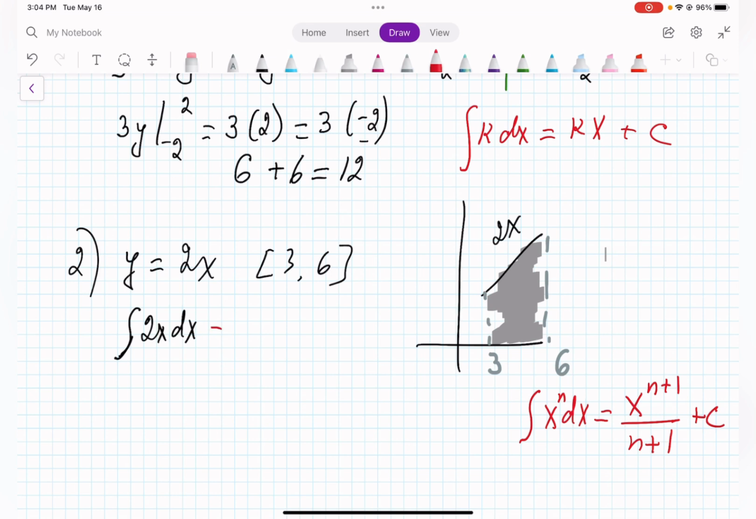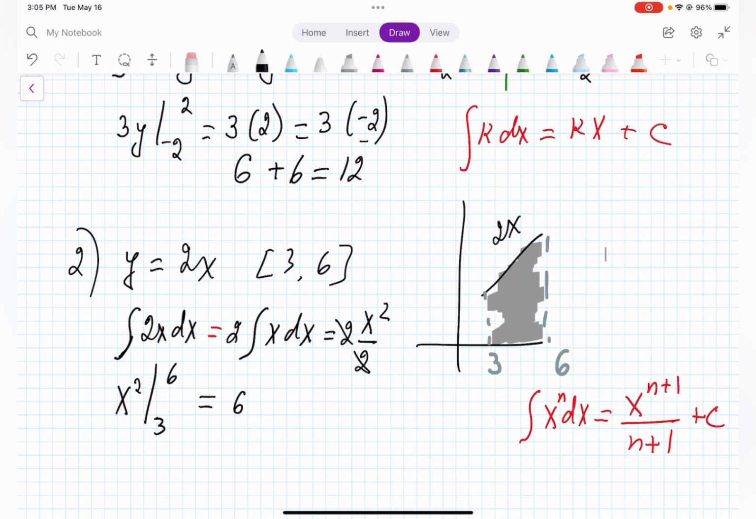So the 2 is going to get out, right? It's a constant, and x dx is going to be 2x squared over 2. The 2 and 2 cancel, and practically we have x squared on the interval, lowest here, highest there. And we are plugging in, instead of x, 6 squared minus 3 squared, which is going to be 36 minus 9, which is 27. Okay, let's plug in the answer.